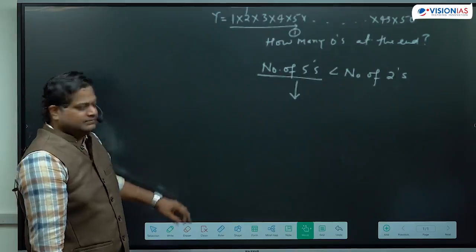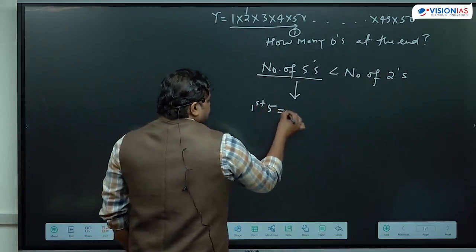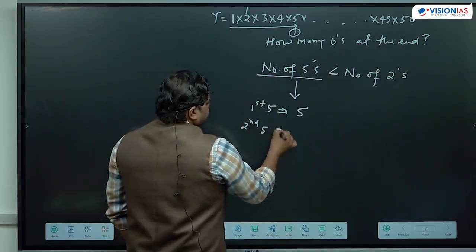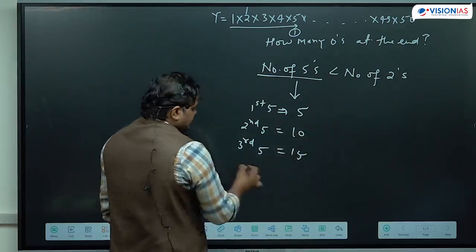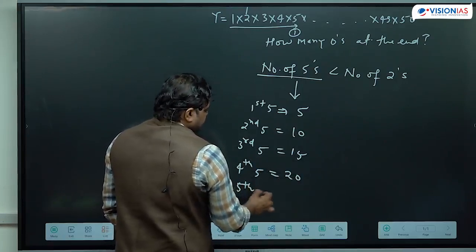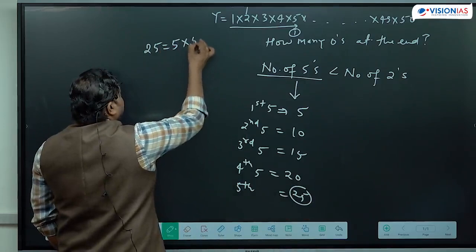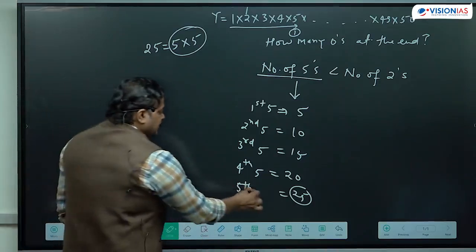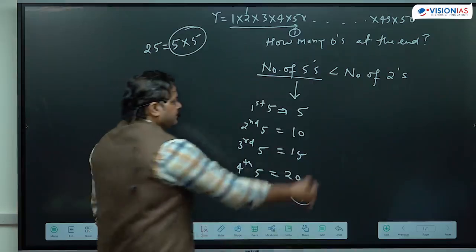10, 11, 12. So we'll check. First 5 is coming. First 5 is coming at 5. Second 5, 10 पे. Third 5, 15. Simply 5 का table. Fourth 5, 20. Fifth 25. But 25 को we can write 5 into 5. That means 5th and 6th 5 is coming at 25.